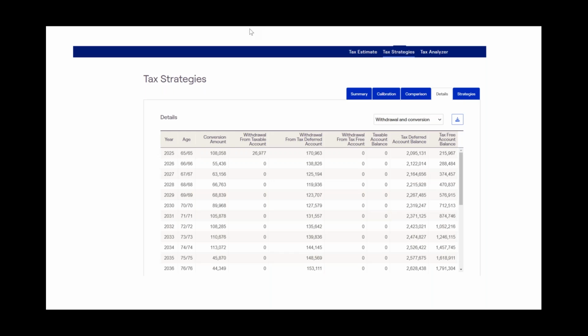And they wanted to max out the 22% tax bracket. And you can see over there that their conversion amount in 2025 was $108,000. So they could actually move $108,000 and still stay in the same tax bracket. Really important to know. So again, I'm not going to dive too deep in this, but these are things that you want to make sure you get access to and get help with, okay?